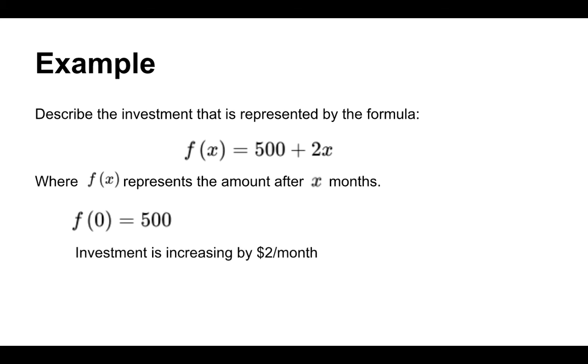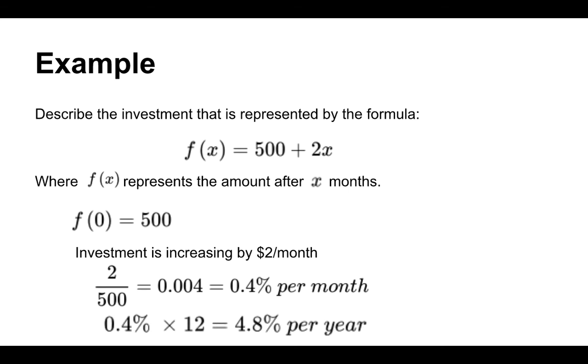So the initial amount is $500, and this investment is increasing by $2 every month. $2 every month is actually a 0.4% increase. So 0.4% of $500 is $2. That's per month. Now everything is quoted in years, so if we multiply that by 12, we can say 4.8% per year. And so to describe it, we just say $500 was invested at 4.8% simple interest.